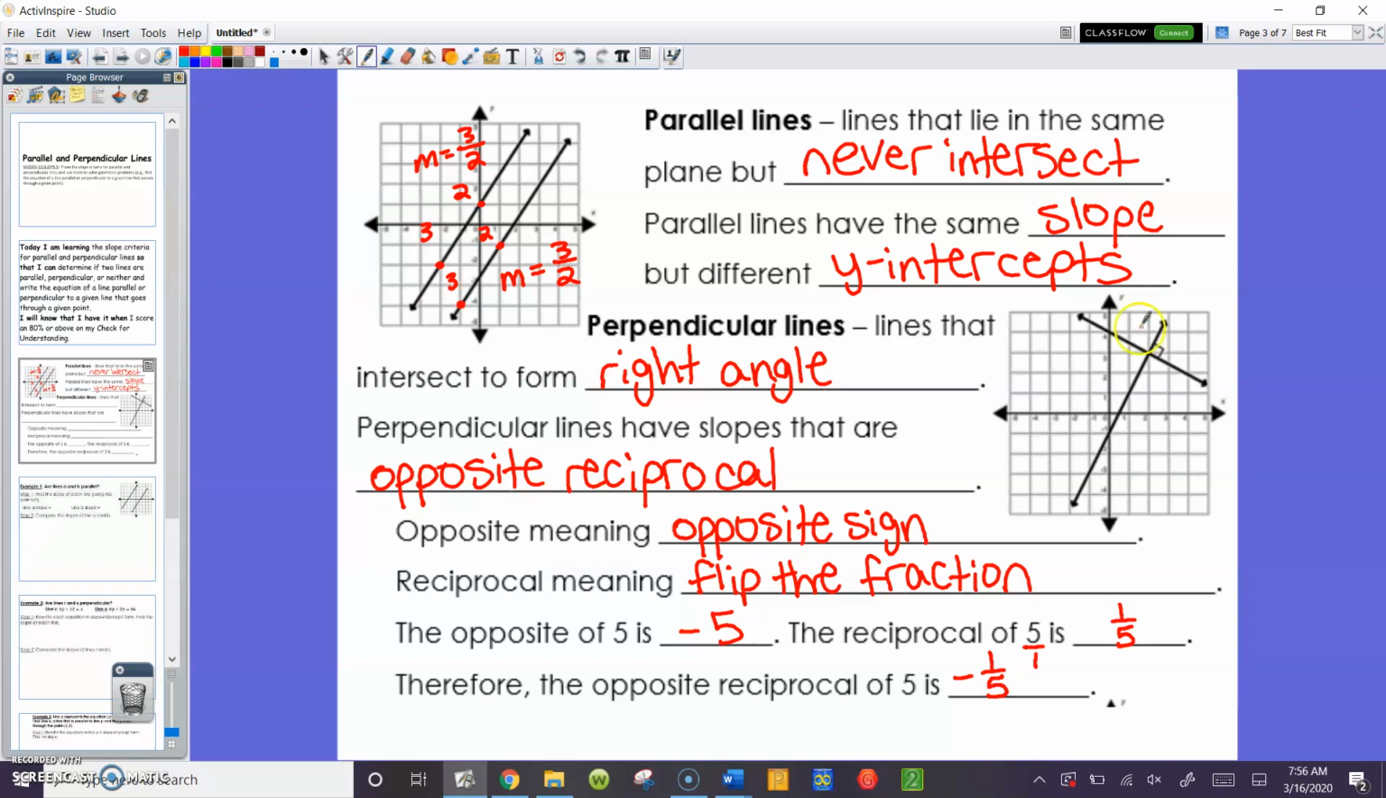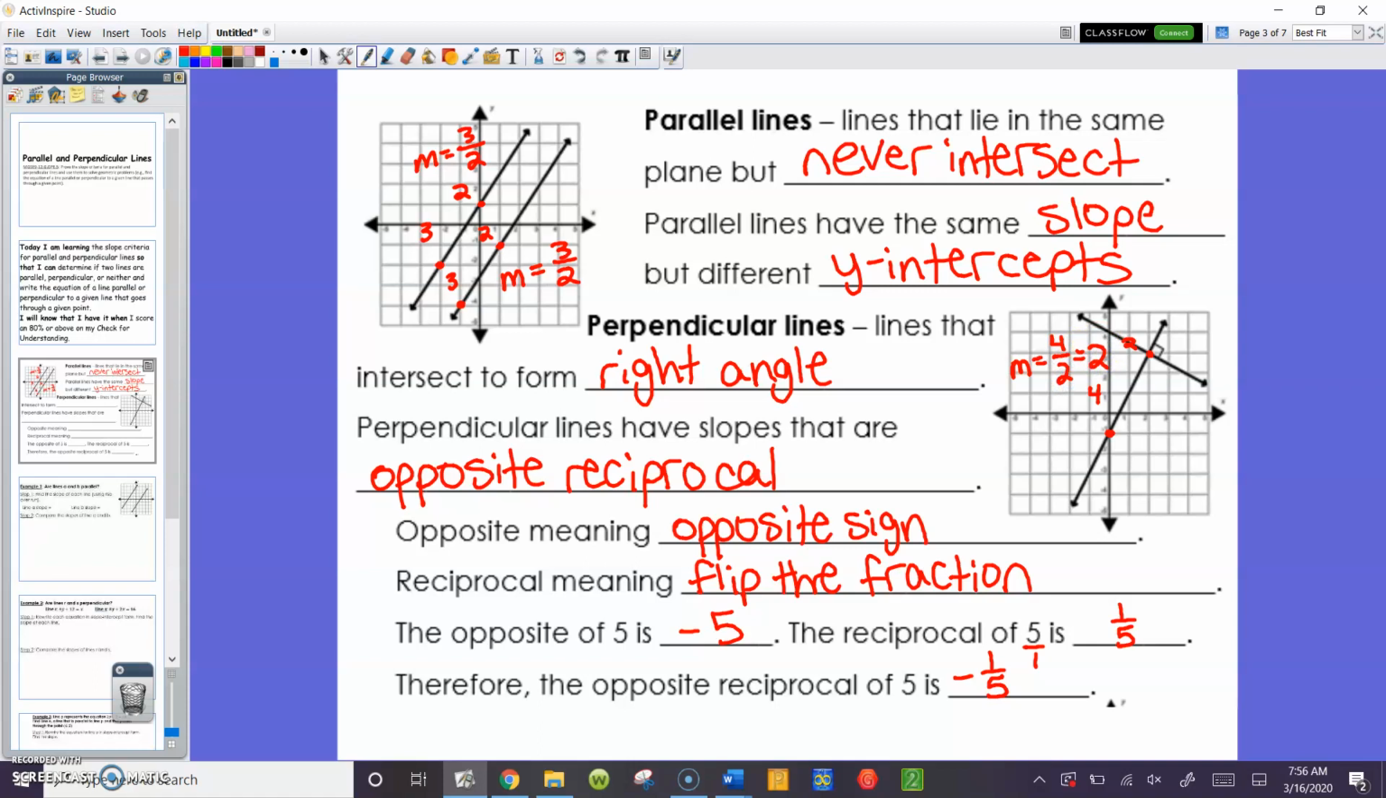So let's take a look at the two lines here and prove that they are perpendicular. So I see a point here and I see a point here. So we are rising 1, 2, 3, 4. And we go to the right running 1, 2. So that would be the fraction 4 over 2, which simplifies to be 2.